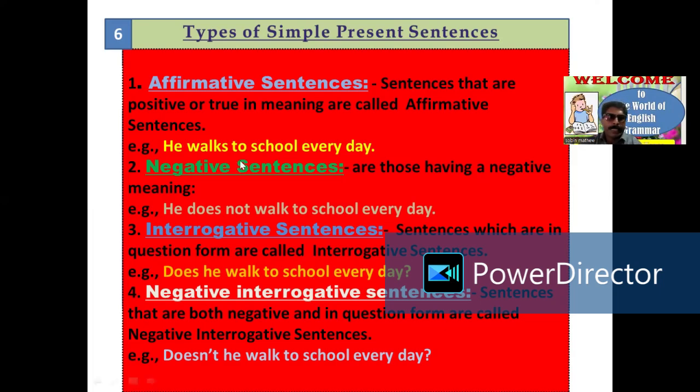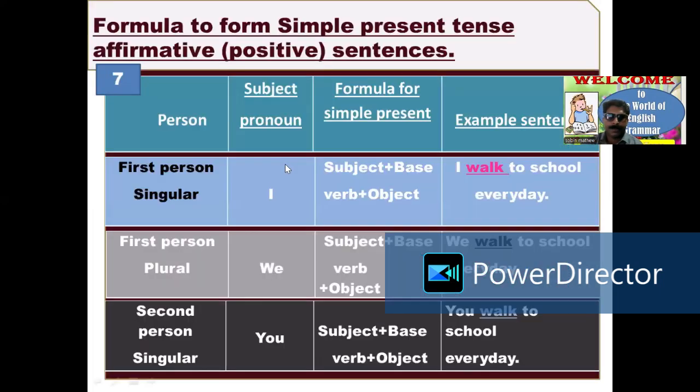Now we are going to discuss affirmative sentences. All the students respond to the teacher, yes, sir. Let's move to the next slide on the structure of affirmative sentences, or the formula to form simple present tense affirmative. The structure for simple present affirmative sentences is straightforward. Here is the formula for each type of subject. Then all the students respond to the teacher, yes, sir.